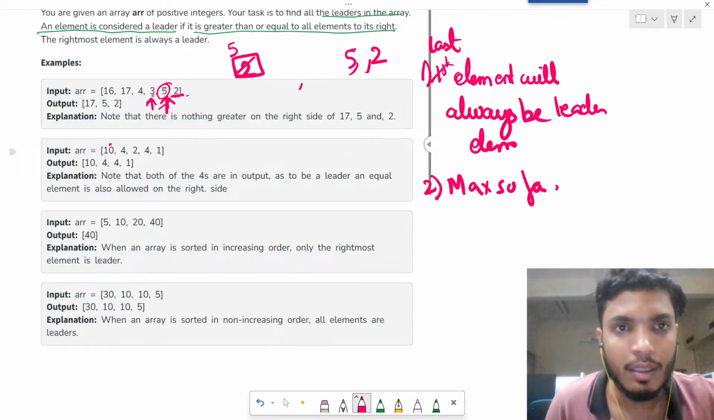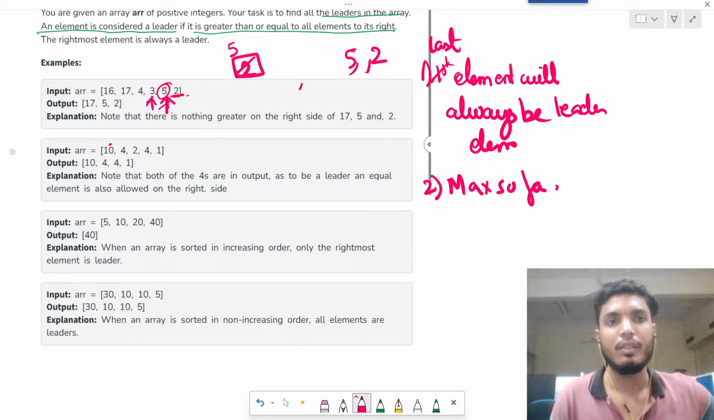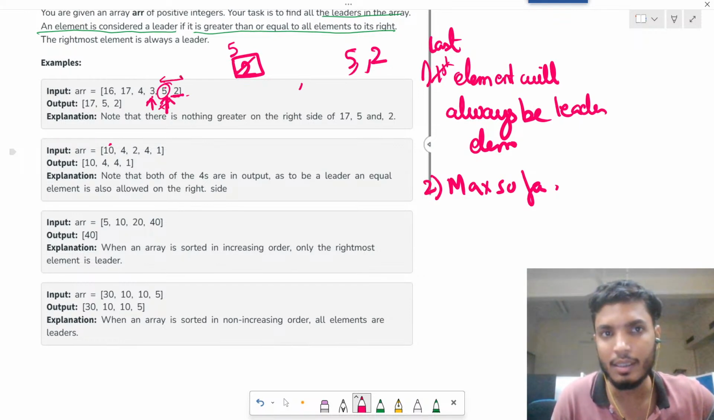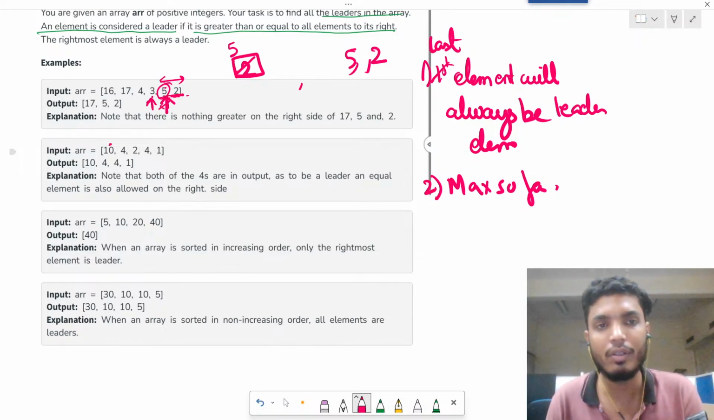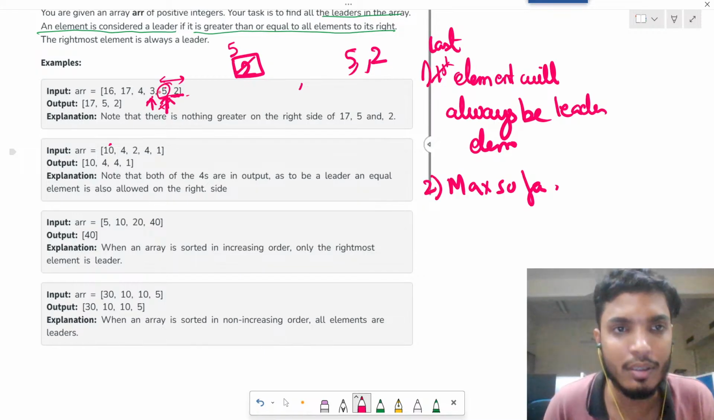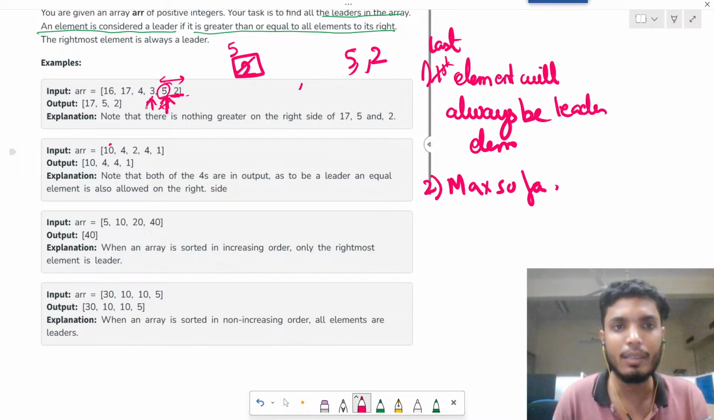Again I will be comparing. I am at 3. Previous to this the maximum so far is 5, meaning the maximum up to here is 5. Is 3 greater than 5? No. If 3 is not greater than 5, then 3 will not be the greatest, because 3 is not greater than the maximum. So I will move ahead. Then 4. The maximum so far is 5. Is 4 greater than 5? No, 4 is not greater than 5.